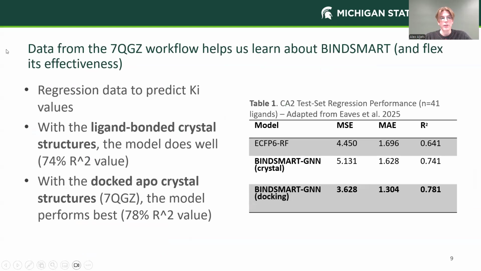So now all that work that I did, all the fights that I had with the computer, can help us learn about BINDSMART and get us actual data and flex how good it is. It's all right. It's pretty good. So this is using regression data with the CA2s to predict Ki values.